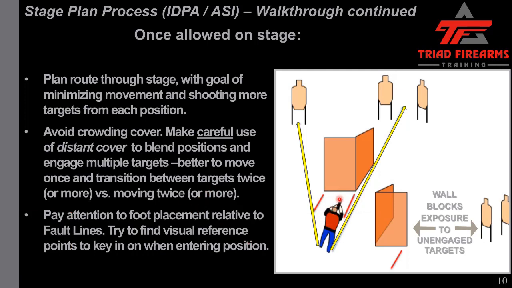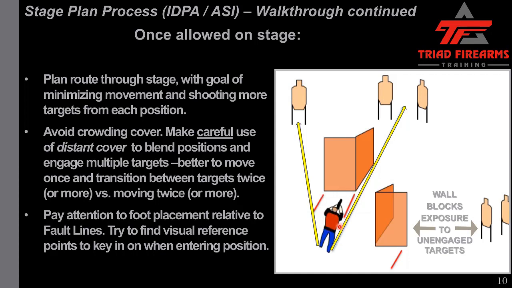We'll say the shooter started centered up front on this wall between the fault lines. In order to engage the three targets from that position, he would have to use both ends of the wall, that is shoot from the right and left fault lines. However, if he backs out of position like he's done here, using distant cover, he can engage now all three targets from this one position.